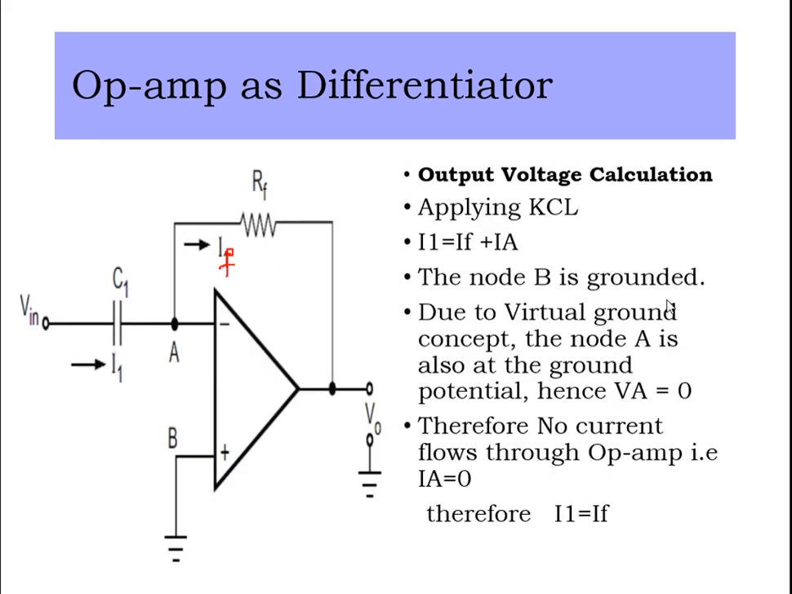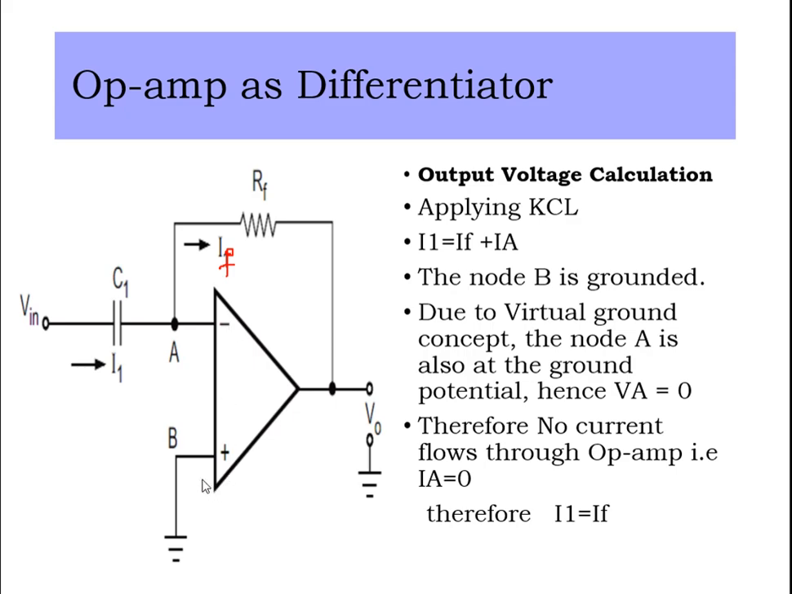So let us derive the output equation for the op-amp as a differentiator. This is the circuit diagram for the op-amp as a differentiator. By applying KCL, we know that the sum of the currents entering the node will be equal to the sum of the currents leaving the node. Therefore I1 is equal to IF plus IA. IA is the current that is going to enter into the op-amp.